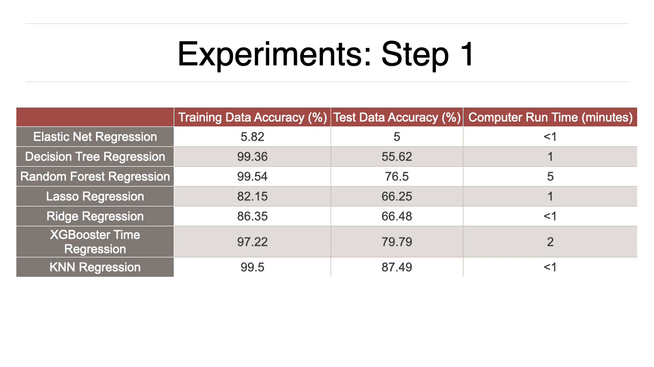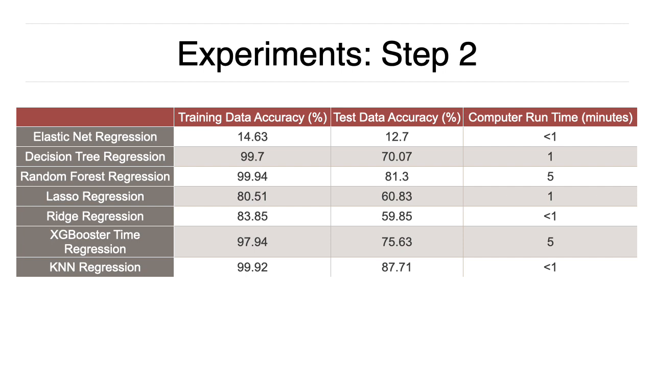So from the first experiment, you can see here, this is just for the 600 satellites, and you can see the training data in the first column, the test data in the second column, and then finally the computer runtime. So as you can see, KNN and XGBooster are the highest in terms of the test data accuracy and the computer runtime. And even though the decision tree and random forest had really high training scores, their test data accuracy was really low.